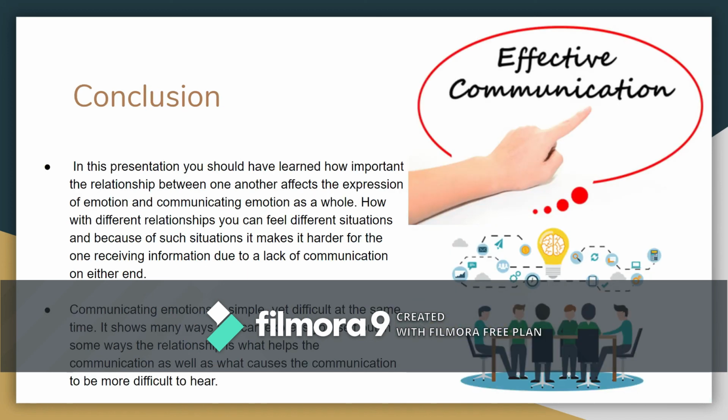In conclusion, in this presentation, you should have learned how the relationship between one another affects the expression of emotion and communicating the emotion as a whole. With different relationships, you can feel different situations. And because of such situations, it makes it harder for one receiving information due to a lack of communication on either end. That goes back to the video that we just recently watched.